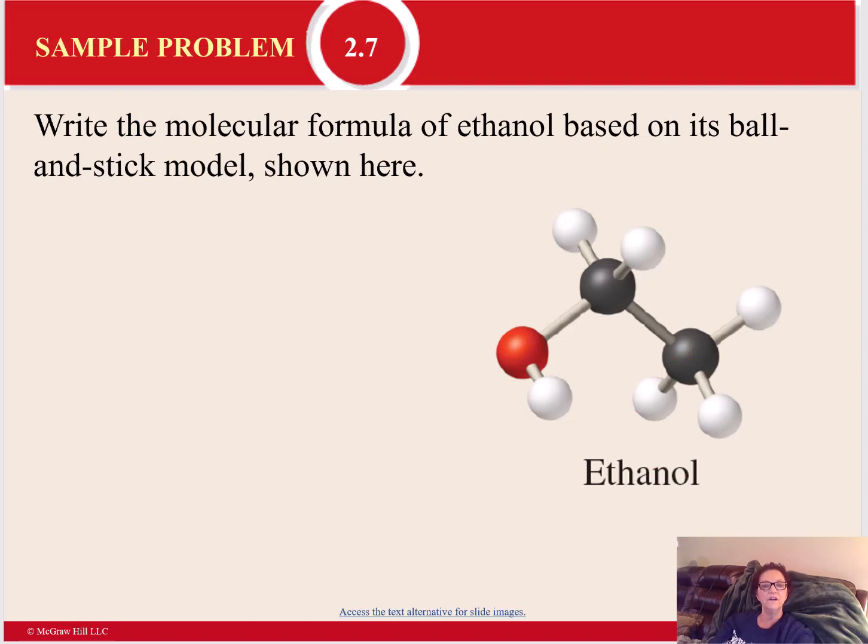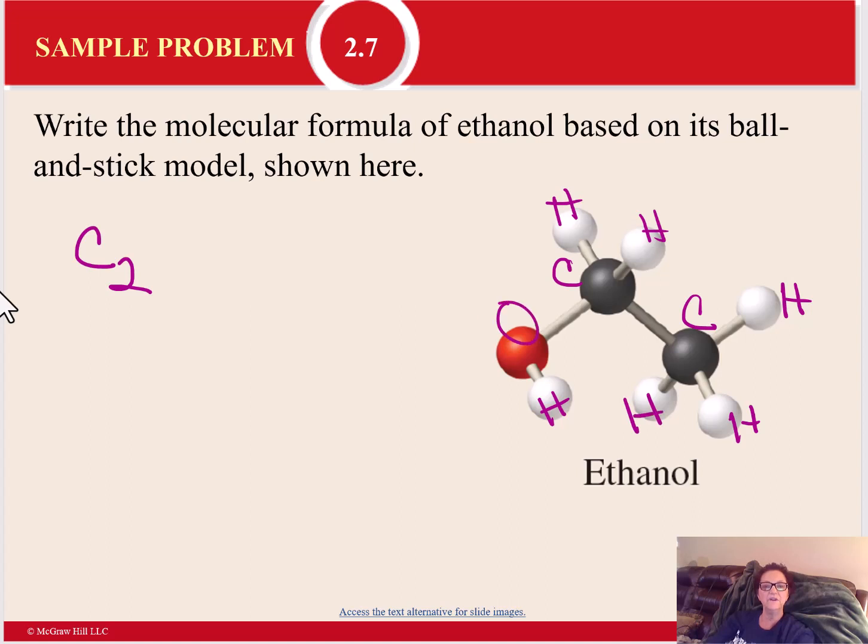So based on this ball and stick model, structural formula of the ethanol, let's write the molecular formula. So the two black ones are carbons, so we've got C2. The H's are the white ones. And then this one is an O. Notice that this O and this H are together.